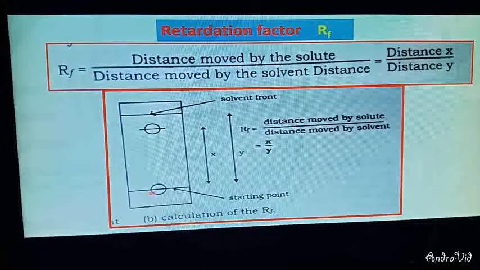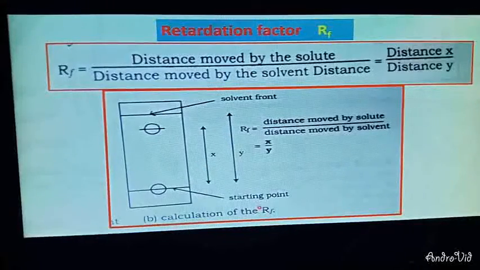You have seen this is the starting point and this is the solvent front. Okay, so this is y. From the starting point, this is the distance moved by the solvent, and this is the distance moved by the solute. Okay, so from this experiment we are able to find out the value of RF. So the distance moved by the solute divided by the distance moved by the solvent, x by y, is the RF or retardation factor for this experiment. Okay, so this is basically the calculation of RF.